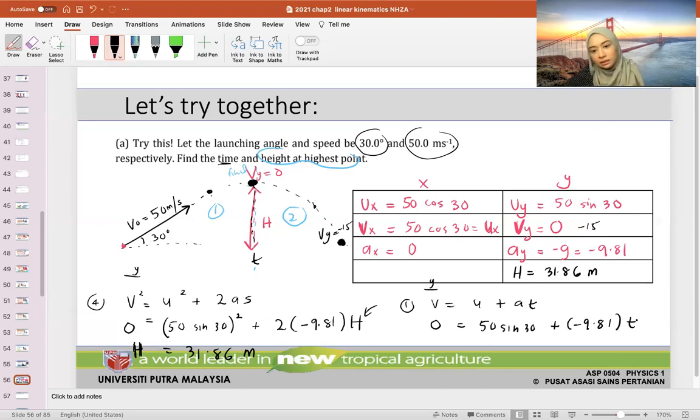Okay, so let me use my calculator. Please try to use your calculator as well because I don't trust myself with the calculator. 50 sine 30 divided by 9.81. So I get my time as 2.55. Did you get the same? Same. Okay, thank you.